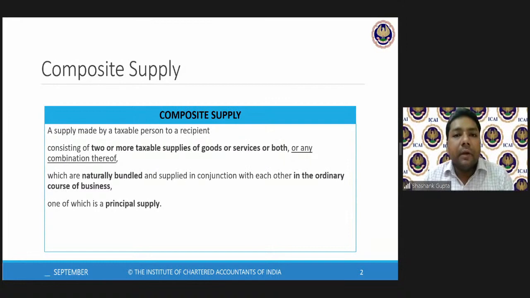We are here for our second class for the intermediate course, discussing goods and services tax, the indirect tax portion of paper 4B. Friends, in our last discussion, in our first class, we had discussed in detail basic concepts of GST, the constitutional provisions around GST.